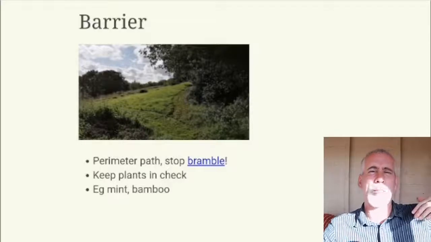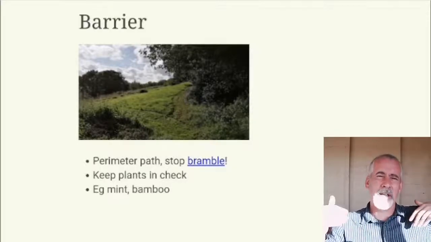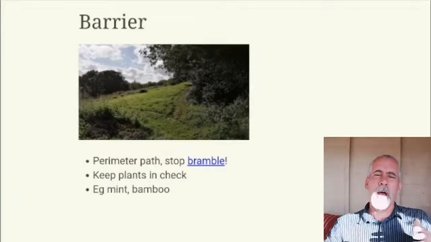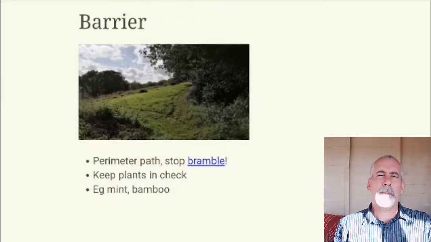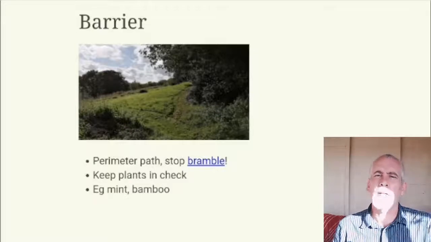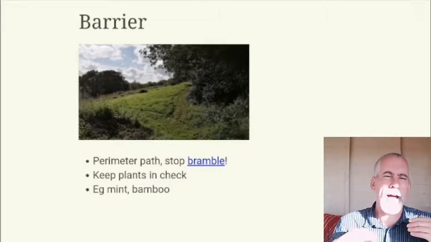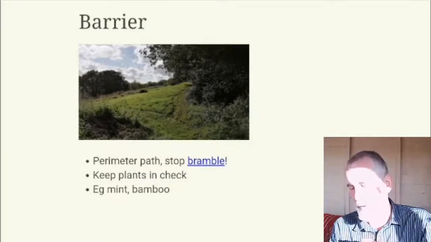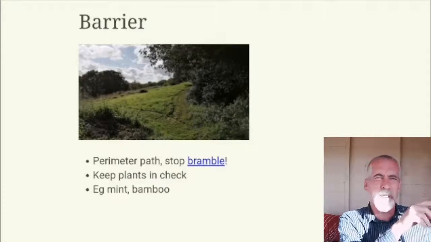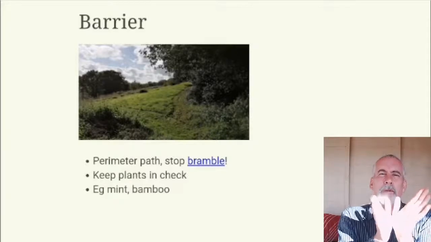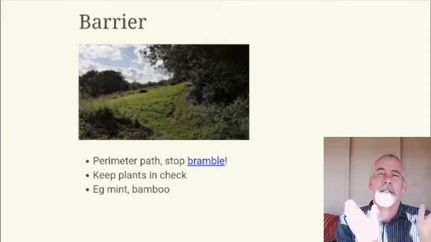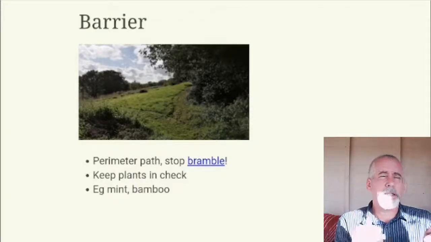Not necessarily a main through route, but access around the perimeter is really important, and it stops bramble from tip layering. The paths can also be used to keep plants in check. We've got horse mint, Mentha longifolia, in a triangle of mown grass paths, and it's kept in check by the triangle. It's just starting to take off now.